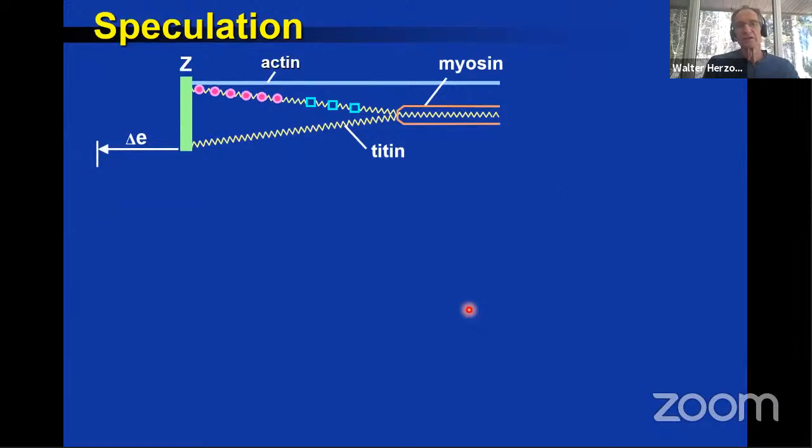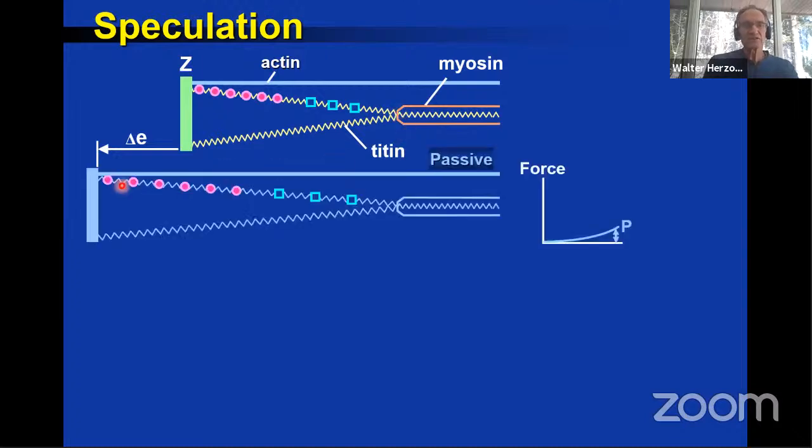We speculated that when you have a titin here and you stretch it passively, so this is a passive muscle, no activation, then of course you get a certain amount of passive force, because we know that from a certain length on, we have a passive force of titin that resists elongation of a muscle and the sarcomere.